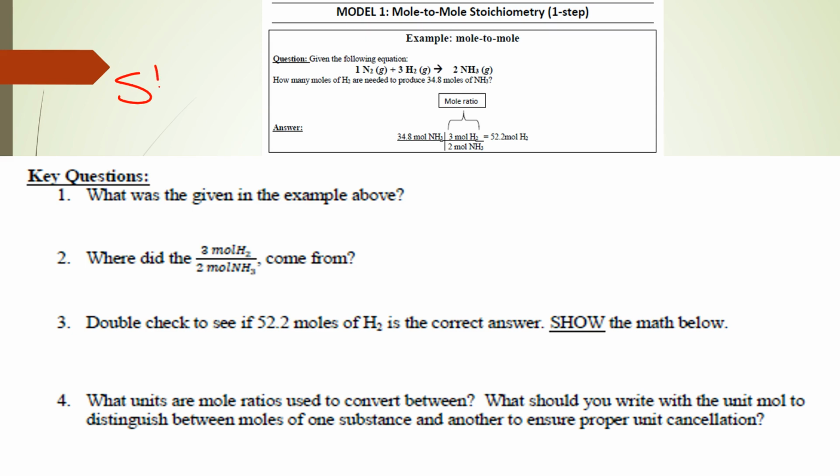Most of the time, we just call it stoich just because it's a big word. It's just a fancy word that talks about the relationship between one substance in a chemical reaction to another.